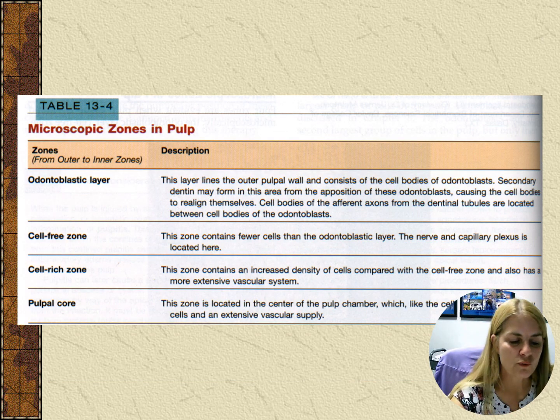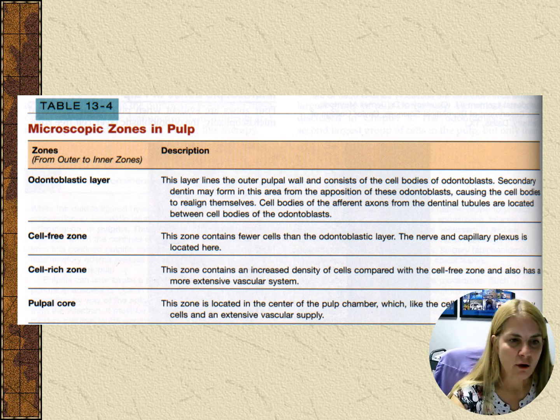There are 4 regions visible in a young mature pulp. Going from the outer to the inner zones, there's the odontoblastic layer that has the most nerve endings in the odontoblastic area. This is a layer that lines the outer pulpal wall and consists of the cell bodies of odontoblasts. Secondary dentin may form in this area from those odontoblasts.